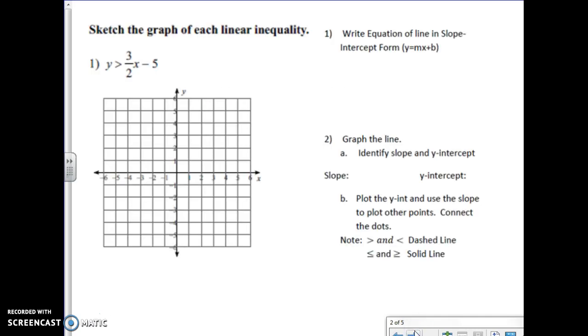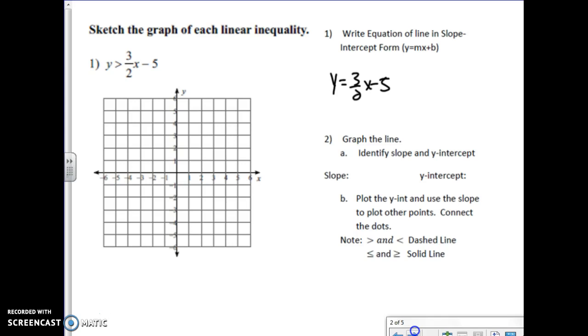So we're looking at this question here. I have y is greater than 3/2 x minus 5. So when I want to graph this, I'm literally graphing y equals 3/2 x minus 5. I'm not worried about the inequality sign yet. I'm not worried about it at all. I am worried about graphing this line.